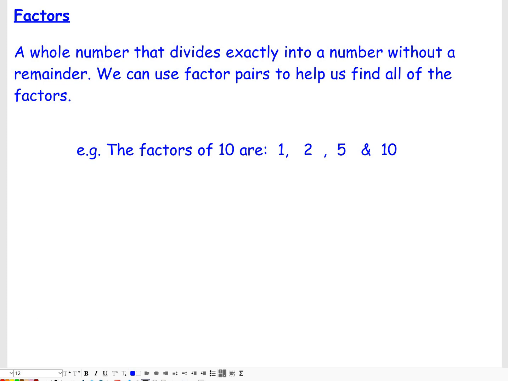So for example, the factors of 10 are 1, 2, 5 and 10. They are all the numbers that we can divide into 10 exactly. So 10 divided by 5 is equal to 2, which means 5 is a factor. 10 divided by 2 is equal to 5, so 2 is also a factor. 3, for example, we can't divide 3 into 10 exactly, so that is why it is not a factor.